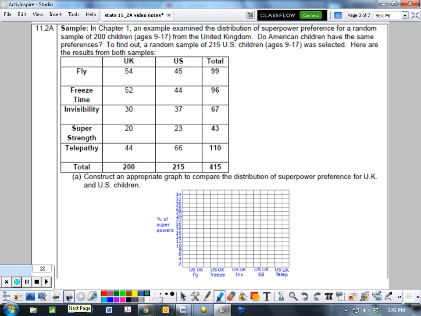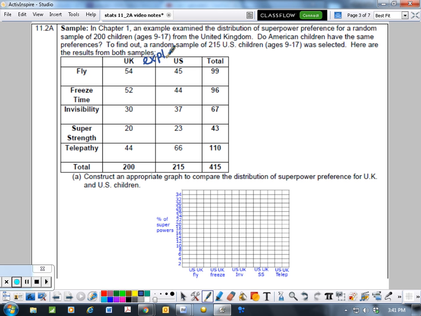So, really involved type of problem here. In chapter 1, we had a sample set of data that examined the distribution of superpower preference for a random sample of 200 children from the United Kingdom. And then we asked, do American children have the same preferences? To find out, a random sample of 215 U.S. children was selected. And then we compared the data.